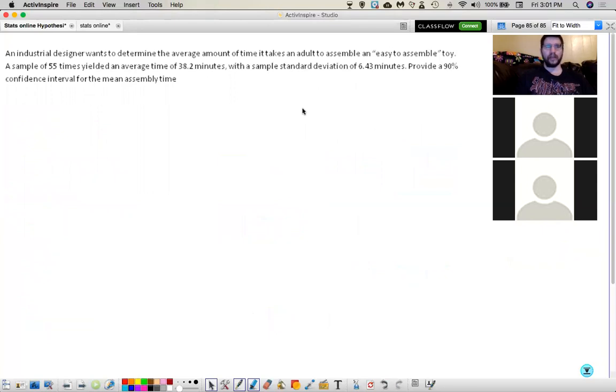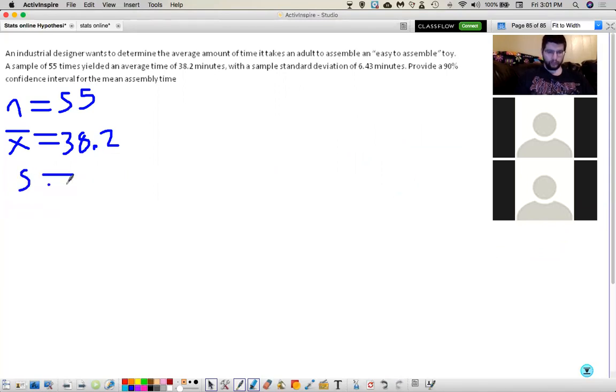An industrial designer wants to determine the average amount of time it takes an adult to assemble an easy to assemble toy. 55 times, that's N. You get an average of 38.2 minutes with a sample standard deviation, so it tells you sample, of 6.43. It does not give us the population standard deviation, so we've got to use a T interval. It wants a 90% confidence interval.